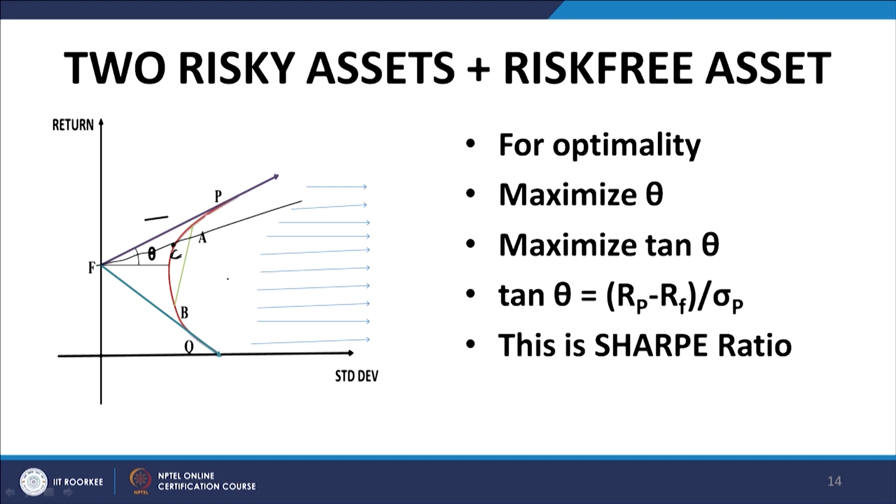Suppose you want to achieve a point D in terms of risk and return, you can simply join F and D. Let us say it intersects the curve AB at E, then D is simply a combination of borrowing at the risk free rate and investing in E. So, that is the way you can achieve any point along this region. Now, this is the portfolio possibilities region. Now, we come to the question.